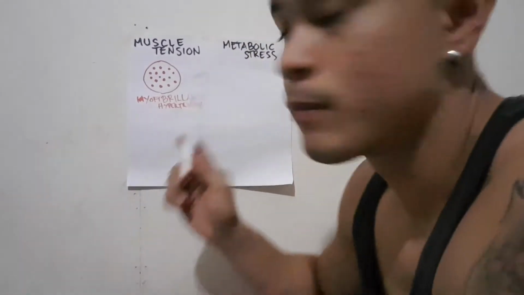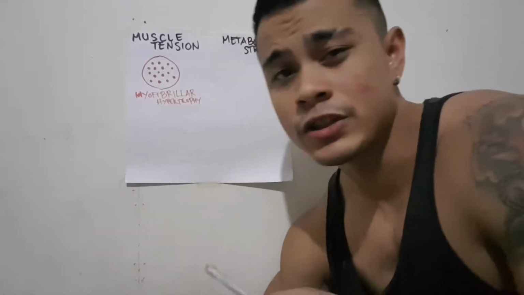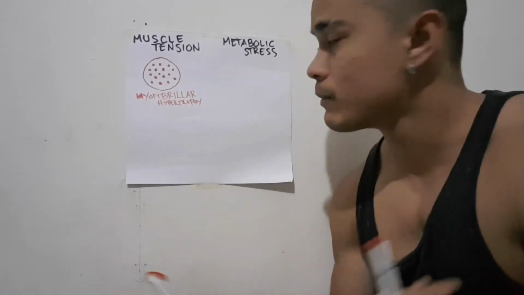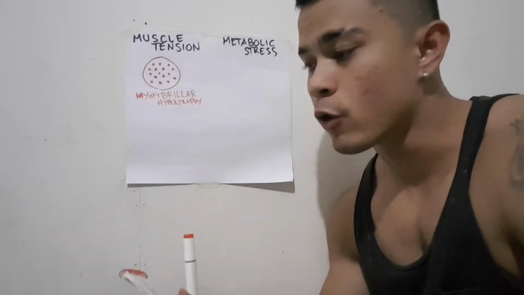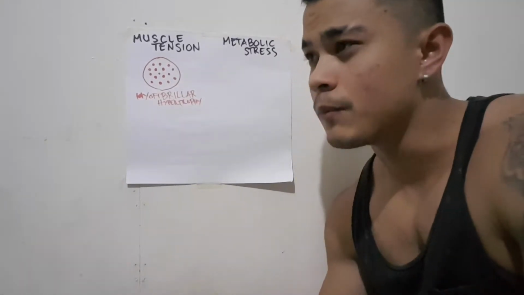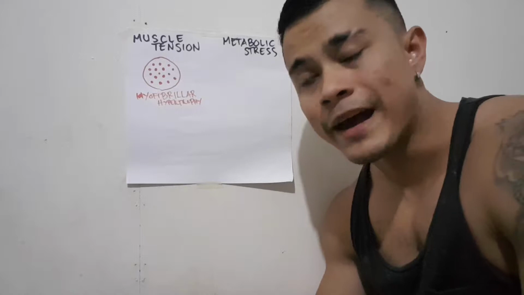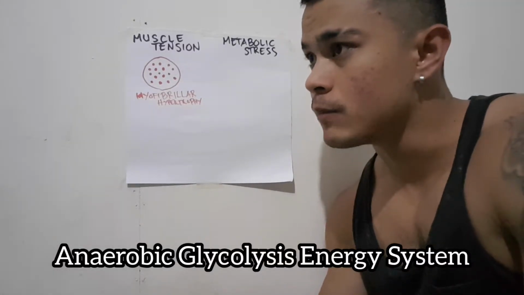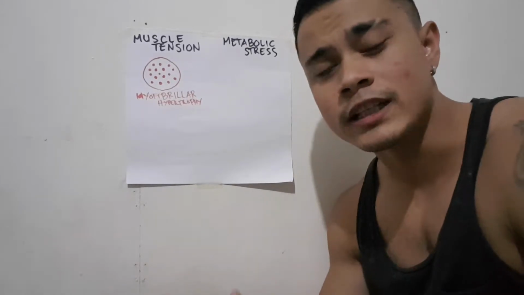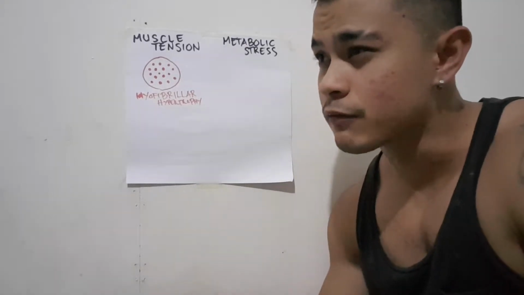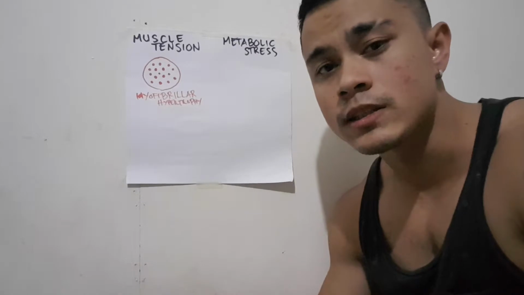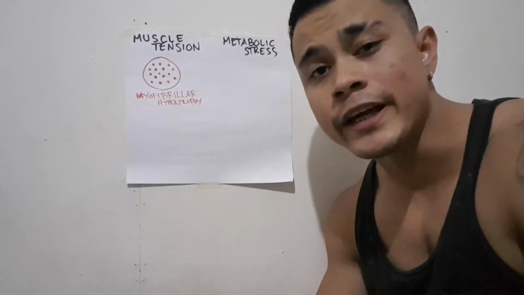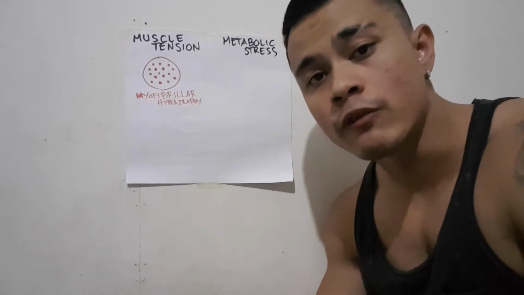Now let's move on to metabolic stress. Now, what is metabolic stress? Metabolic stress is what happens in the muscle or the muscle cell when we perform lots of exercises, usually using the anaerobic glycolysis energy system, or in books it is explained as doing exercises from 15 to 120 seconds. For simplicity, let's just say in the hypertrophy range, or 8 to 12 reps.